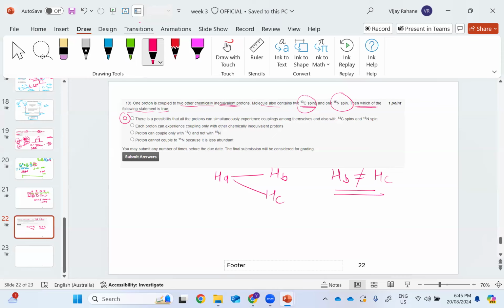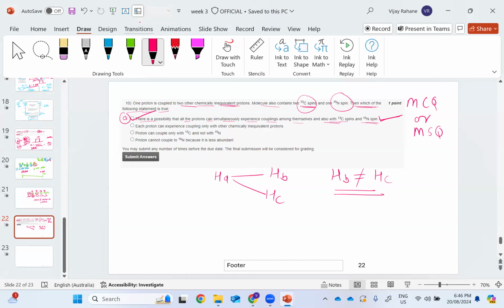Right. Option A is: there is a possibility that all protons can simultaneously experience coupling among themselves. Right. Up to here is okay. And also with 13C and nitrogen 15 spin. Yeah, up to here this is also okay. So option A looks good to me. But we can see here this can be an MCQ or MSQ. We can select multiple or one. But here option A is the correct statement. We will also look at the second option.